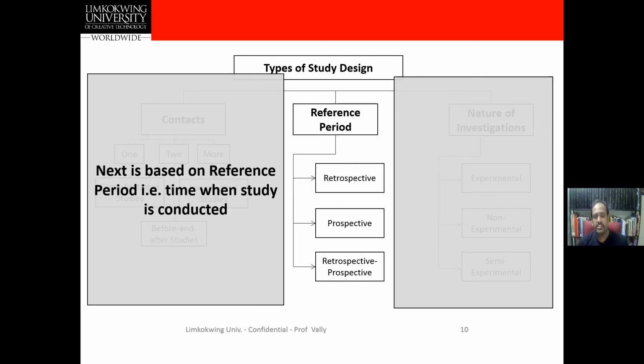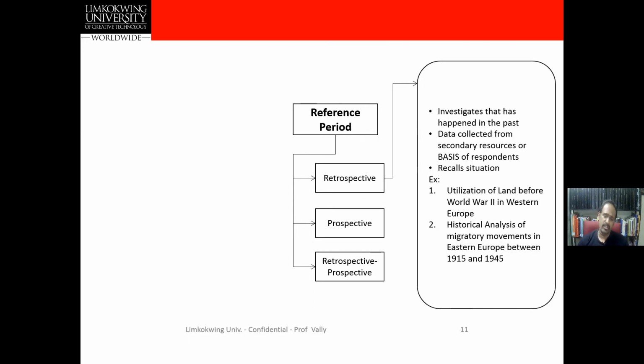Now we have got reference period. The design by reference period is retrospective, prospective, and retrospective-prospective. The names are very easy to understand. Retrospective means we do a historical study. I do research about the olden days. The example: utilization of land before World War II in Western Europe. Historical analysis of migratory movements in Eastern Europe between 1945 and 1950.